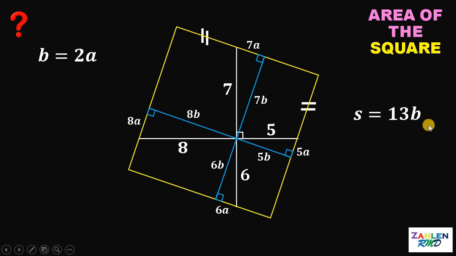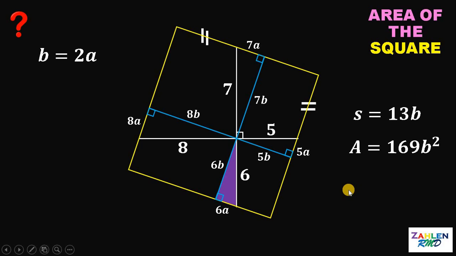Now, we want the area of the square, so we need to square its side. Therefore, the area of the square must be equal to 169 times B squared. So, we need to find the value of B squared, then multiply by 169 to get the area of this yellow square. Now the question is, how do we get the value of this B squared? Now let's use this right triangle. Also, you can use any right triangles that you want and still you get the same result.